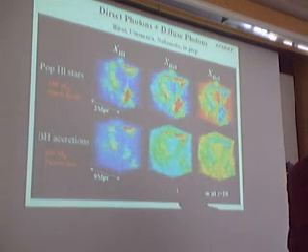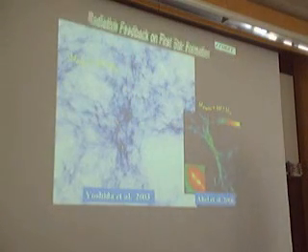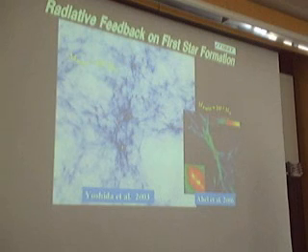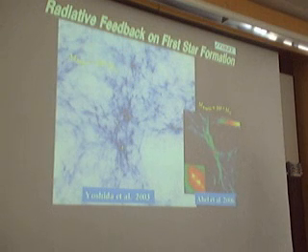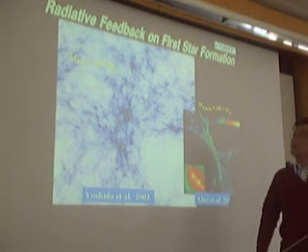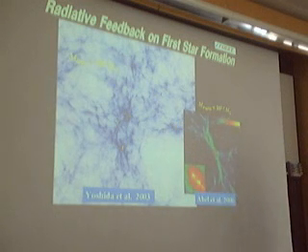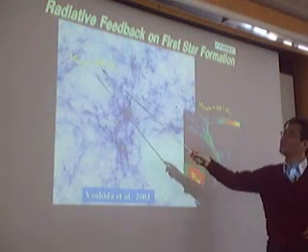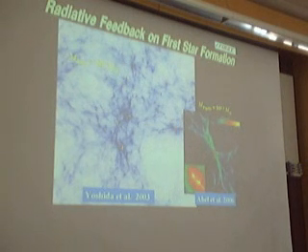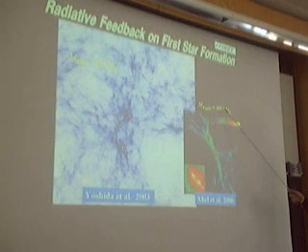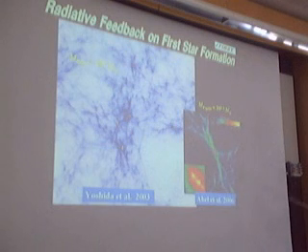Anyway, now let me move on to the main issue of my talk, which is radiative feedback on first star formation. According to previous simulations of the formation of first stars, we know that the first objects are of order 10^6 solar mass systems, and the POP3 stars are 10^2 or 10^3 solar mass. That means quite massive stars formed at the very first epoch.